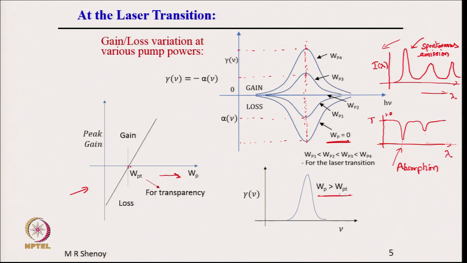The pumping rate WPT refers to the situation when there is no gain, no loss, and that situation is called transparency. So, WPT is the pumping rate for transparency, and if the pumping rate is increased beyond WPT, then there will be gain in the system. So, this is at the laser transition as a function of the pumping rate. Now, let us see further.